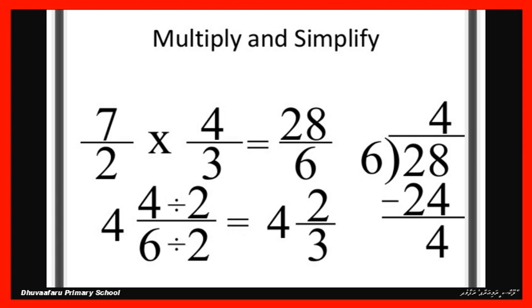So the number which is nearest to 28 is 24, which is coming from 4 times 6 is 24. And when we subtract 24 from 28, the answer is 4. So the answer is 4 by 6. Again we can divide it by 2. So the answer comes to 2 by 3.